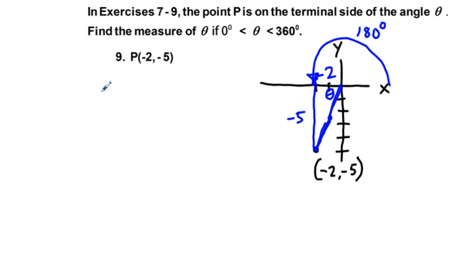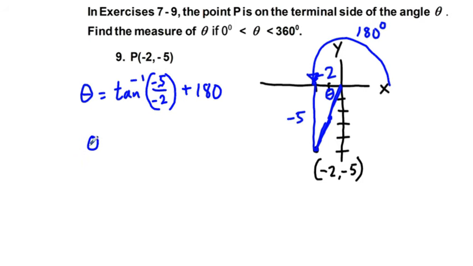And so we'll say that theta is equal to inverse tangent of -5 over -2. Now you know that's going to simplify to 5 over 2 plus 180 degrees.